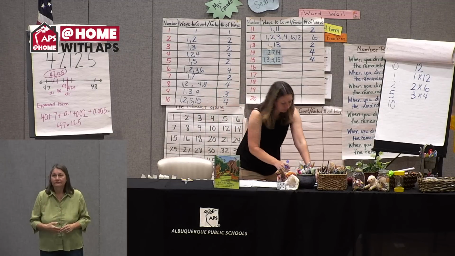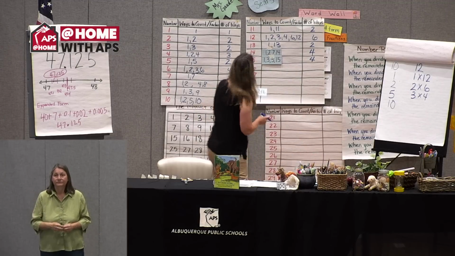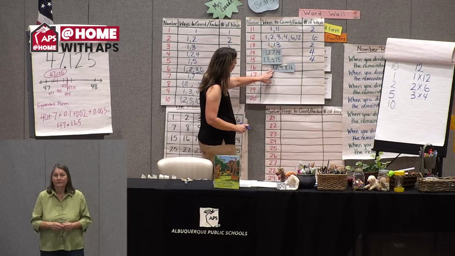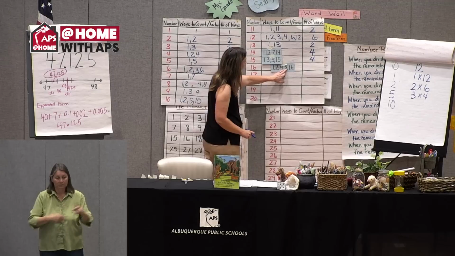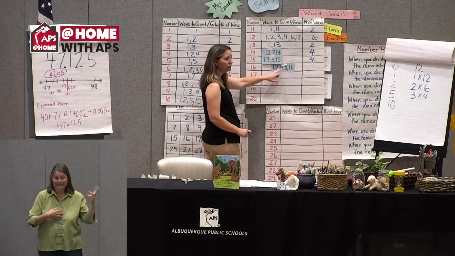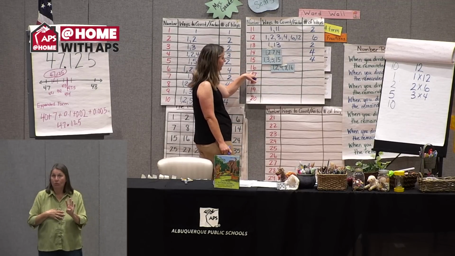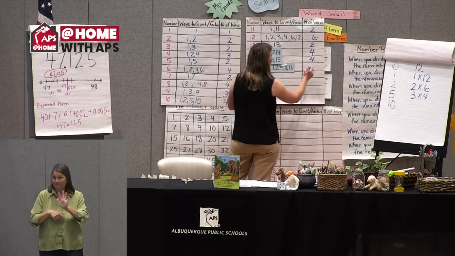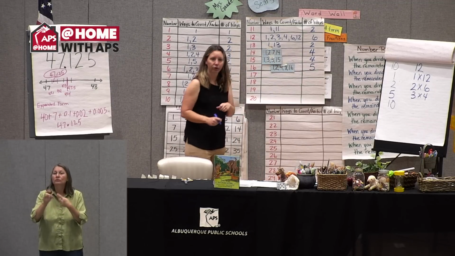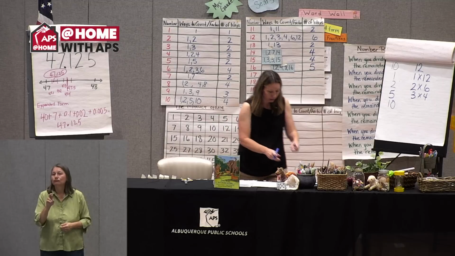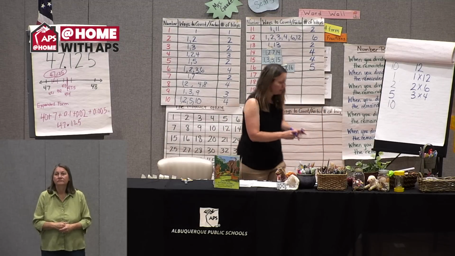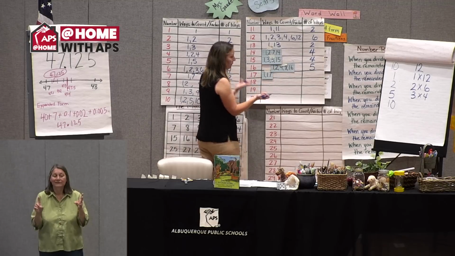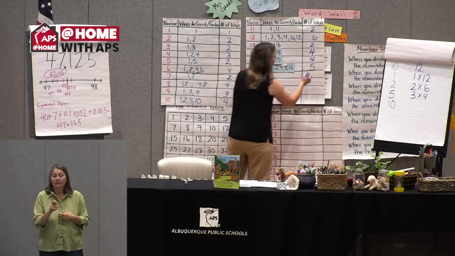Let's do 16. We have 1 times 16, 2 times 8, and 4 times 4, which gets us our 16. So I have 1, 2, 3, 4, 5 factors of 16. Now 17. Let's look at 17. It's only 1 and 17. So how many factors is that? 2.